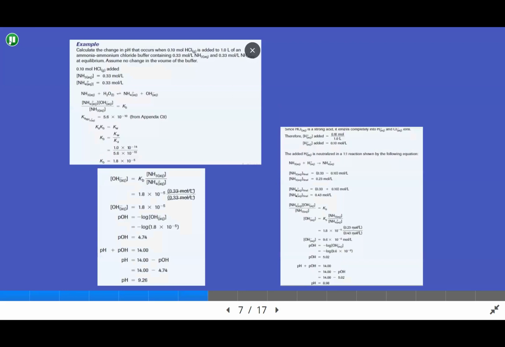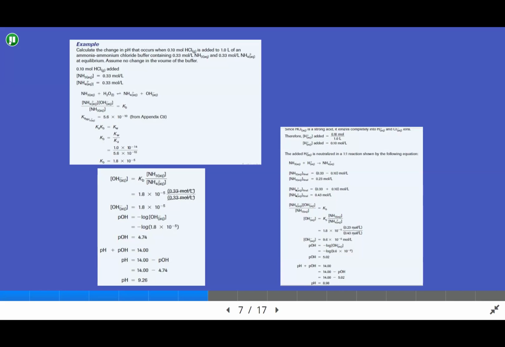For example, calculate the change in pH that occurs when 0.1 moles of HCl is added to 1 liter of an ammonia-ammonium chloride buffer containing 0.3 moles per liter ammonia and 0.33 moles per liter ammonium, or NH4 plus, at equilibrium, and assume no change in the volume of the buffer. So we write out our knowns. 0.1 moles of HCl is added. We have our concentration of NH3 to be 0.3 and our concentration of NH4 plus to be 0.33.